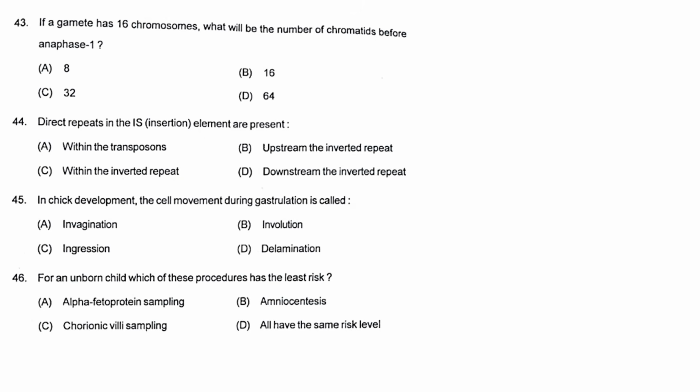Okay, the question now is asking where direct repeats in insertion elements are present: within the transposons, upstream, within the inverted repeats, or downstream of the inverted repeats. So the best answer for this, if I draw the sequence of the transposon, will be like this. This is the transposon gene. Here both sides are flanked by inverted sequences. This is the IS sequence, and ultimately when the gene is inserted into the target site, we get direct repeats on both these sides. These are direct repeats.